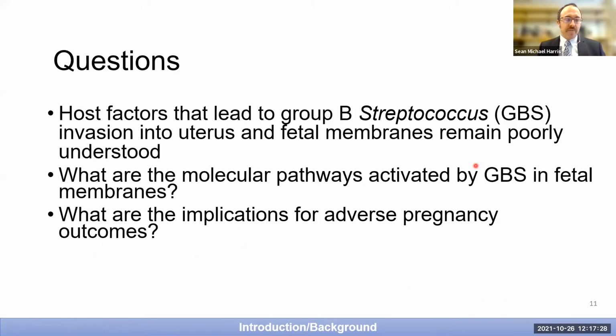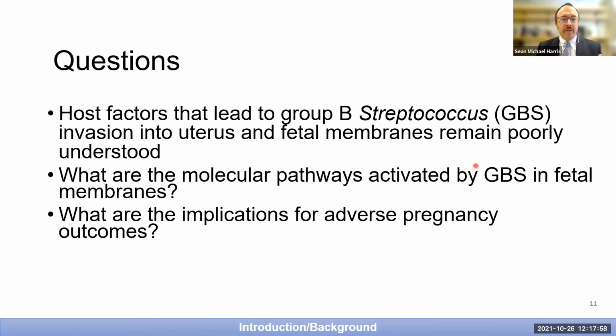However, there's a lot of questions we still had after observing this data. Many of the host factors that lead to the Group B streptococcus invasion into the uterus and fetal membranes are not well understood. So how the body is responding to Group B strep and how Group B strep circumvents some of the natural defenses against infection are really not understood and are under active investigation. So there's still a lot we do not understand.